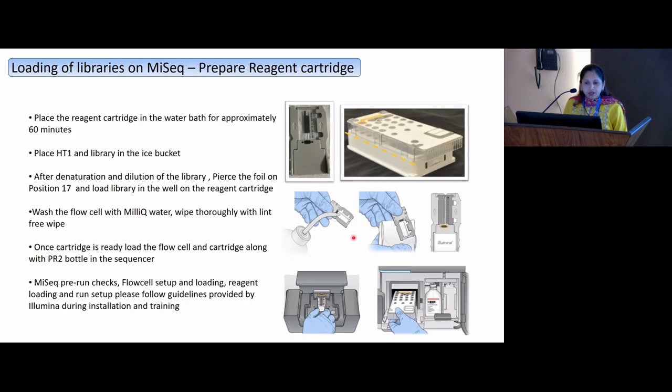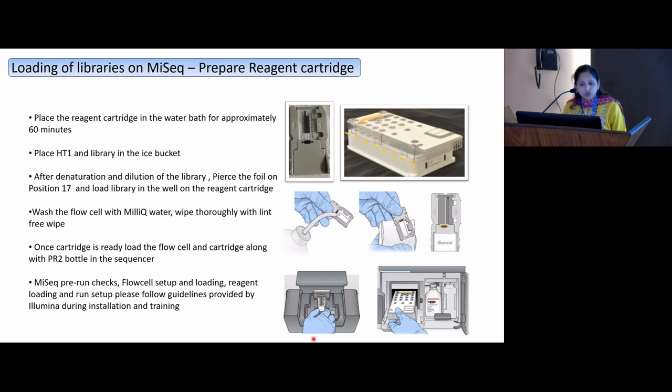So before loading the libraries on the MiSeq, you need to place your reagent cartridge in a water bath approximately 60 minutes prior to your run. Then the HT1 buffer should also be kept in the ice bucket. After denaturation and dilution of the library, you need to pierce the foil covering the cartridge at position number 17 and load the library on the reagent cartridge.